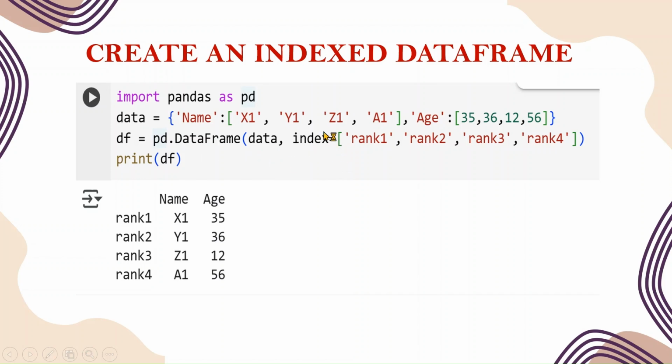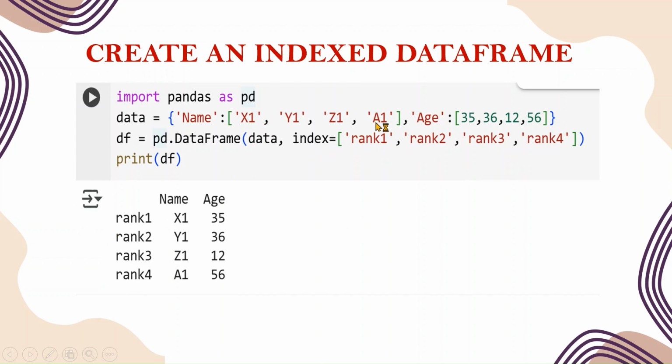Now here you can see the index. Earlier it was 0, 1, 2 and 3. But here I have explicitly specified the index as rank 1, rank 2, rank 3, and rank 4. So rank 1 will be the index value for the first row, rank 2 for the second, rank 3 for the third, and rank 4 for the fourth. If you want to change the index values to something other than 0, 1, 2, 3, you can specify it like this, with the index parameter equal to.